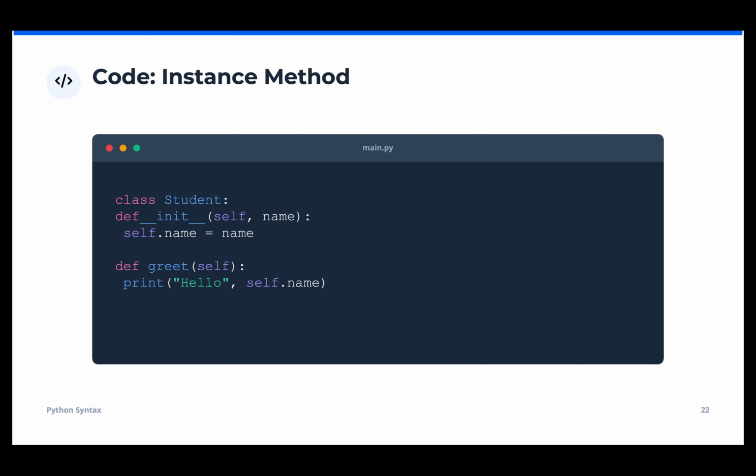Here the student class now has both a constructor and a greet method. The greet method prints hello along with the self.name. This is a very clear example of behavior using internal data. The object is not just storing information anymore, it is acting on that information.